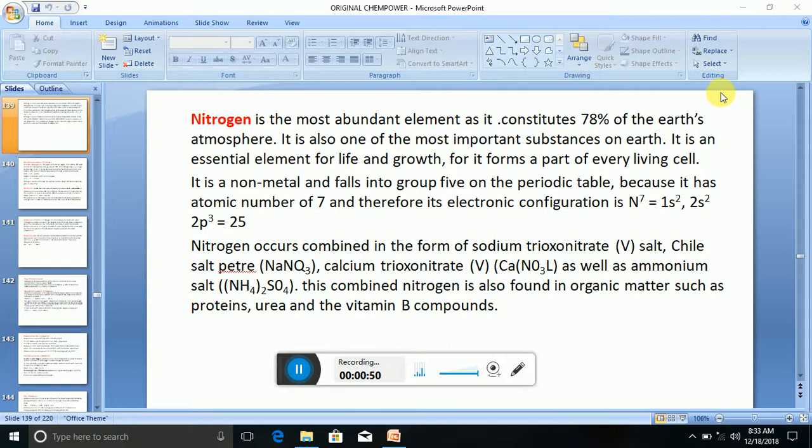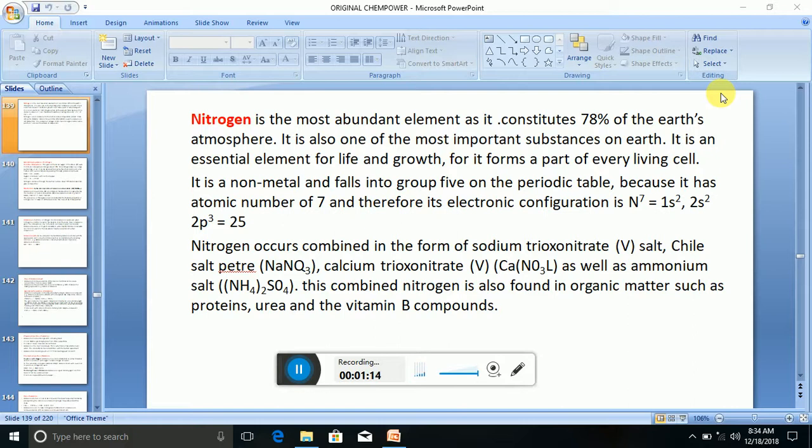It is a non-metal and falls into group 5 on the periodic table because it has an atomic number of 7, and therefore an electronic configuration of 1s2, 2s2, 2p3.